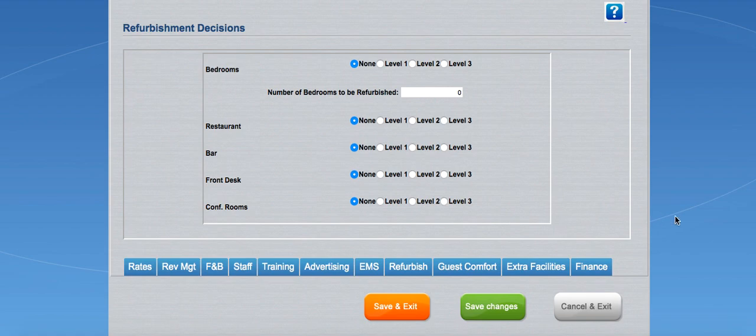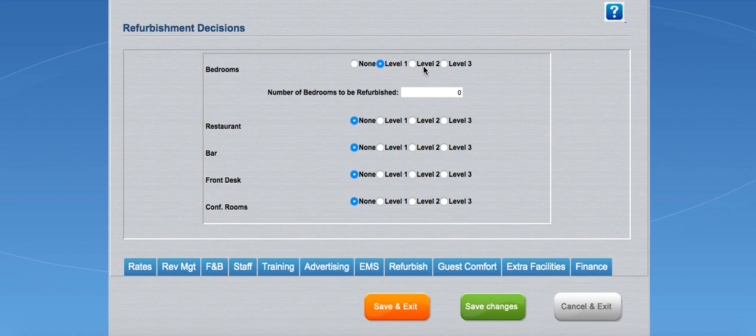Next, we have refurbishment. As with any hotel, it's important to keep the hotel refurbished to a good standard. Now again, you'll notice the level system, and if we take bedrooms as an example, level 1 is a spring clean, so that means that we're doing a deep cleaning of the room. So that's more than we would do on a normal day with housekeeping. We're going to do things like shampooing the carpets, pulling side tables out and really cleaning behind things. So we're going to do a lot of work there that we wouldn't normally do on a day-to-day basis.